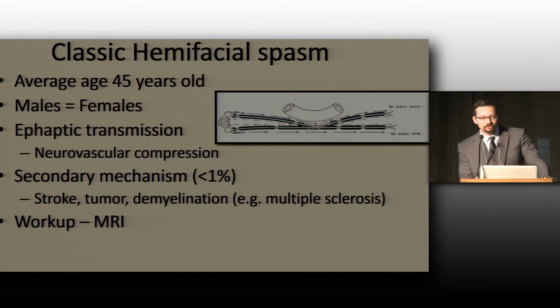If it's really severe, neurosurgery can come in and put a sponge in between the abnormal blood vessel and the nerve. And there are other secondary causes besides neurovascular compression in 1% or less. So for that reason, I do get an MRI in these patients because there is a chance that there could be something else like a tumor or demyelination in effect here.